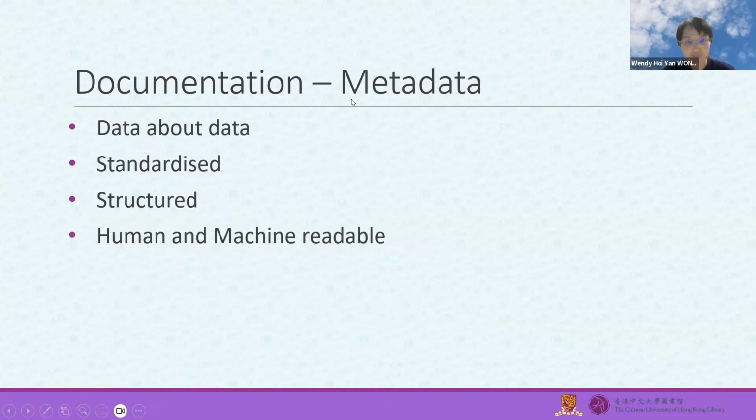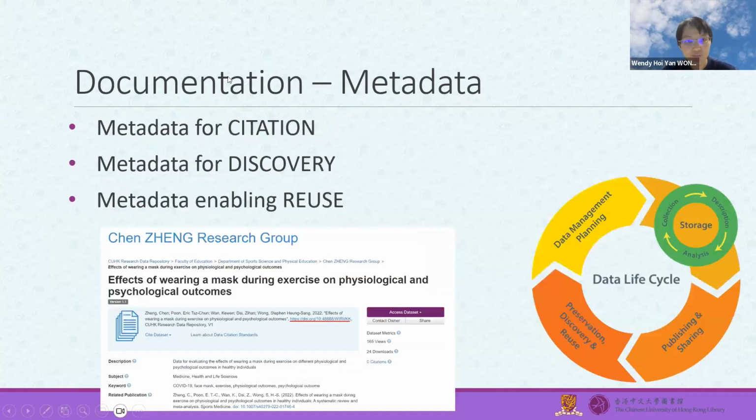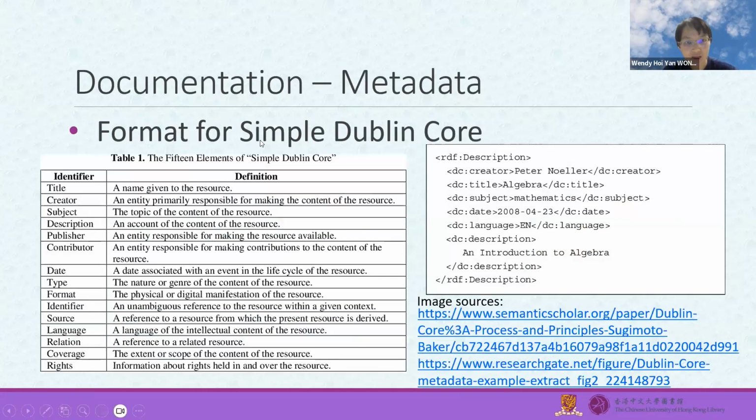Documentation, metadata. This is very important because metadata is data about data, and you have to state all this information when you deposit your data in a data repository. It should be standardized. There are different formats, and it should be structured and human and machine readable. For standard formats, for example, simple Dublin Core is a format used by our CHK Research Data Repository.